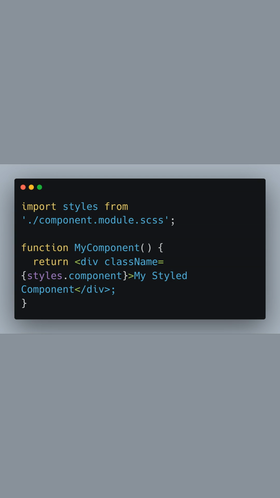Finally, we import the compiled CSS module from our component module SCSS into the Next.js component. This import statement links our styled component with the Sass styles we defined using the @use rule. And now our component is styled with a primary color and centered content, thanks to our variables and mixins.